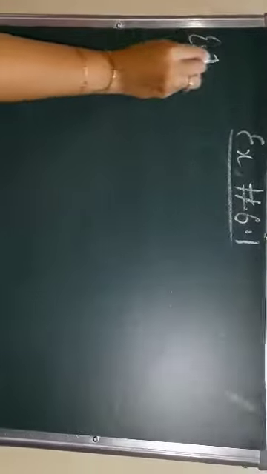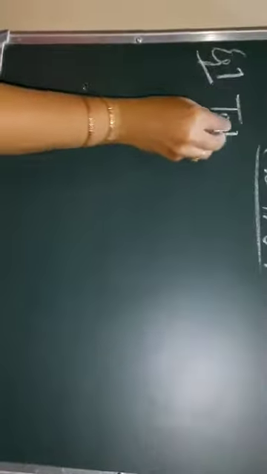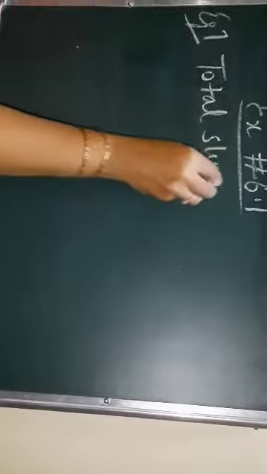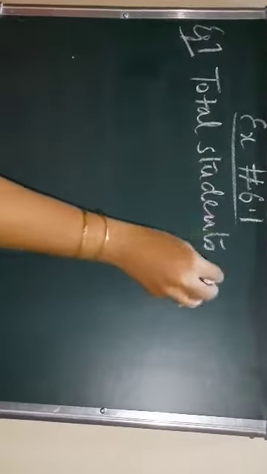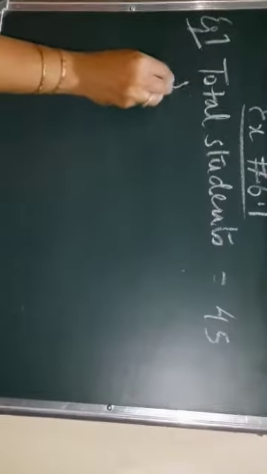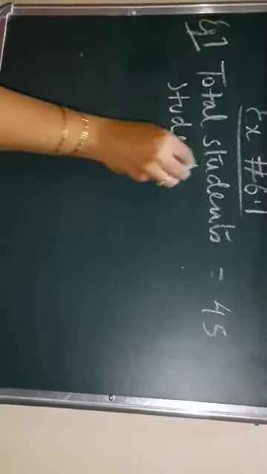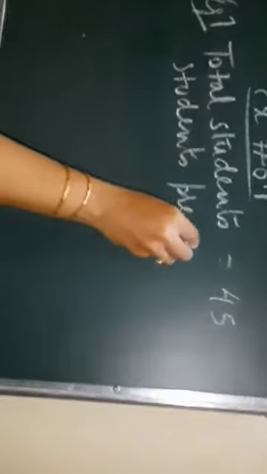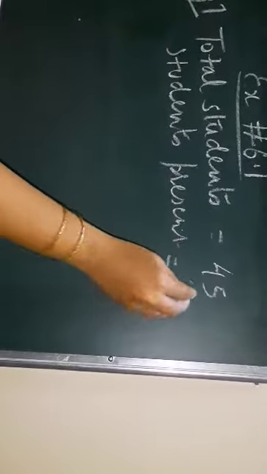Example number 7. On a rainy day, only 36 students out of 45 came to a class. So total students are given, 45. Total students are 45, and how many were present? Present were how many? 36. So students present are 36. You have to tell what percent are absent.